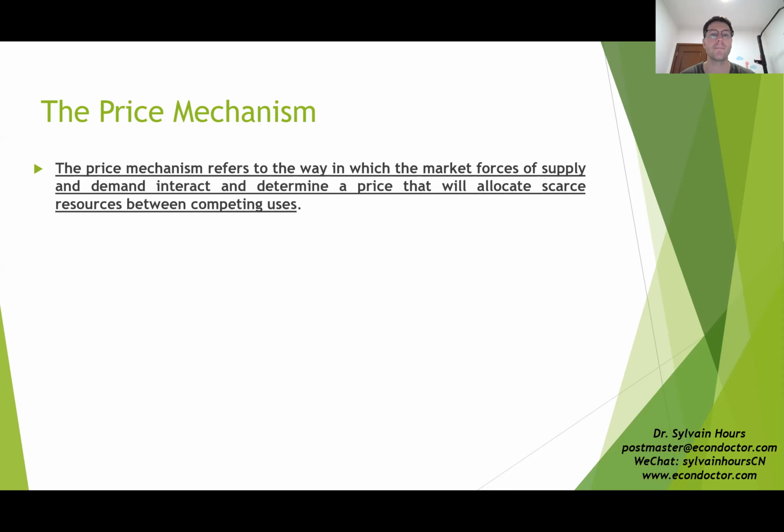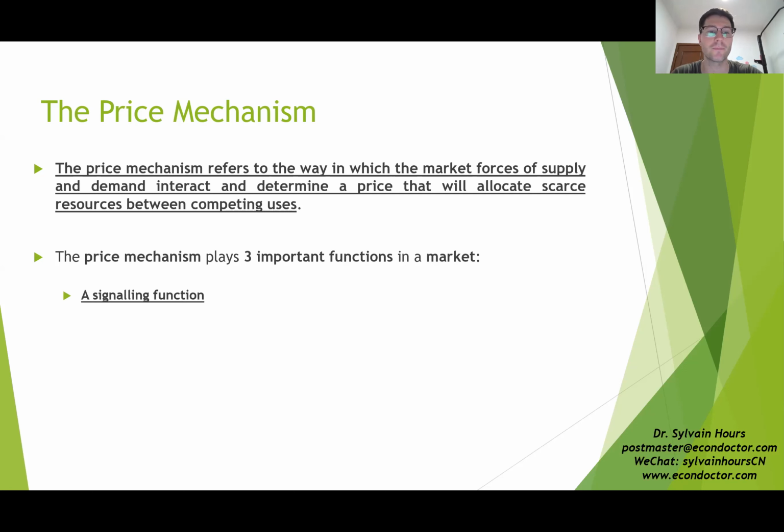So that's one way you can solve the basic economic problem. And this is the mechanism through which an economy will allocate resources, and not any kind of economy, but a free market economy. Okay, so in a free market economy, the price mechanism is essentially the system that allocates resources between competing users. Okay, and there are three functions: the signaling function, the rationing function, and the incentive function.